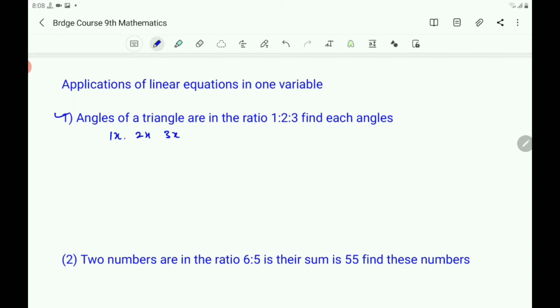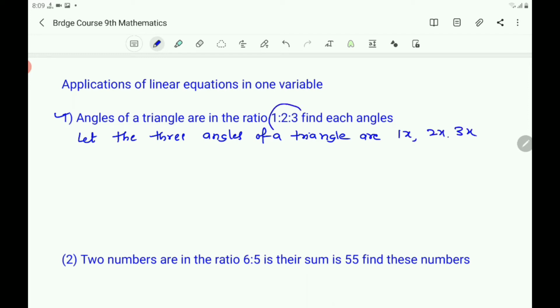As the ratio is 1:2:3, you know that a triangle has three angles. And what is the sum of three angles of the triangle? That is 180 degrees. You must know that. So let the three angles of a triangle be 1x, 2x, 3x.